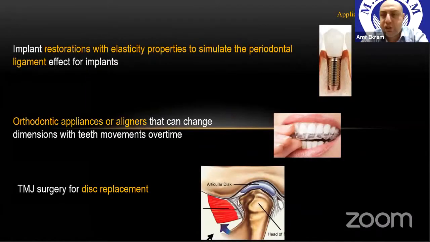Another applications or expected applications for 4D printing: making restorations with elasticity properties to simulate the periodontal ligament for implants. Orthodontic aligners that can change by themselves, can change shape, so do the desired movement. Doing TMJ surgery for disc replacement using change in size of the materials that we are putting in the meniscus area.